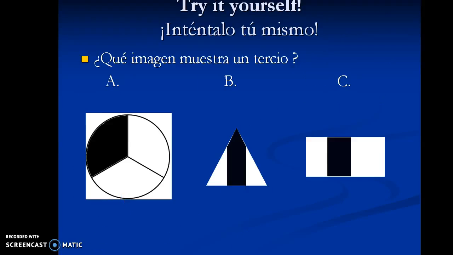So, let's try it ourselves. Which of these images below shows an example of 1/3? Un tercio. Take a minute and think about it.